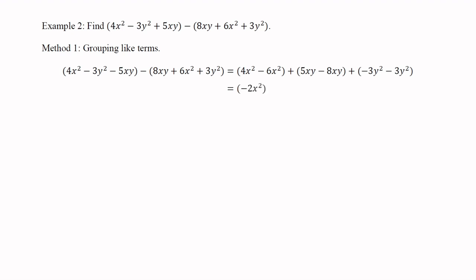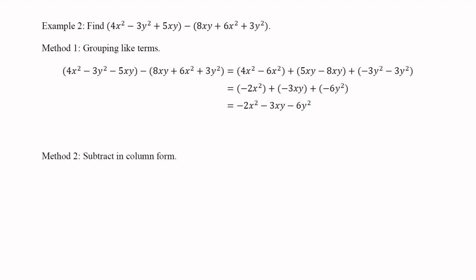Now let's combine our like terms. So we have 4x squared minus 6x squared, which gives us negative 2x squared. 5xy minus 8xy gives us negative 3xy. And then negative 3y squared minus 3y squared gives us negative 6y squared. And now all that's left to do is to clean it up a little bit and pull our minus sign. So we've got negative 2x squared minus 3xy minus 6y squared.